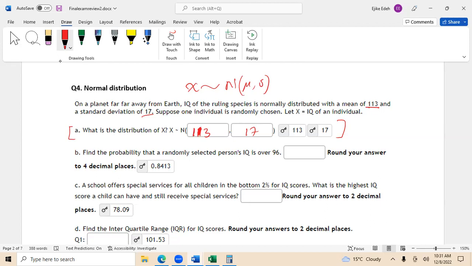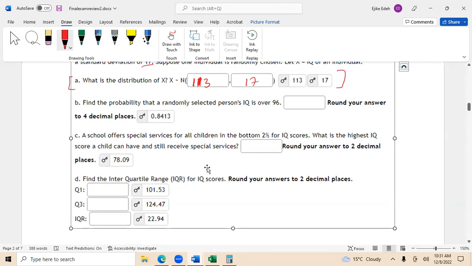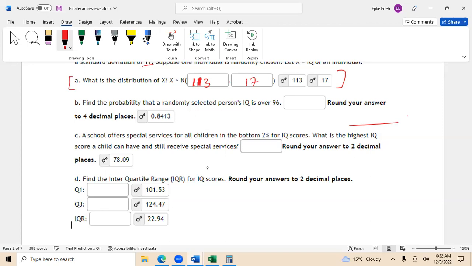Okay, so the next one is: find the probability that a randomly selected person's IQ is over 96. I want to draw a little bit, right? This is your distribution, and the mean is 113. And you have somebody here at 96. The question is asking, what is this area? What's the probability that the IQ is over 96? So you pick the area above 96.